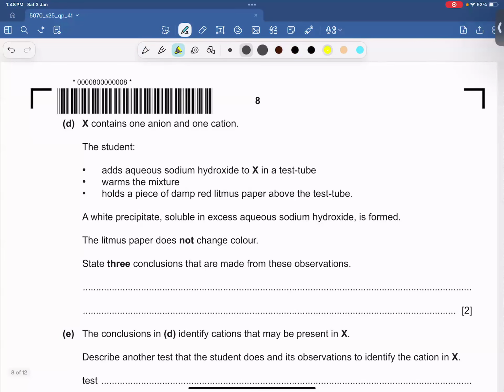Let's talk about X. X contains one anion and one cation. Oh my goodness, that's very important. One cation and one anion. The student adds aqueous NaOH to X in a test tube, warms the mixture. Why are we warming the mixture? When we add NaOH and we warm the mixture, technically we need to try to determine the presence of ammonium ions, okay?